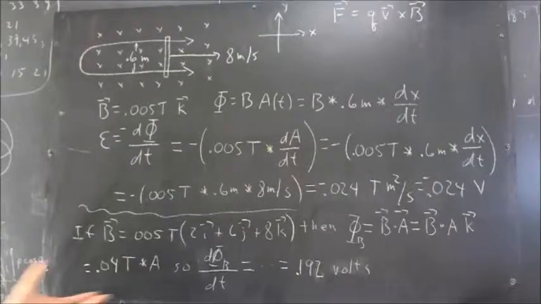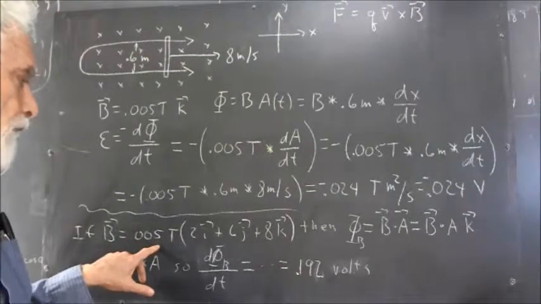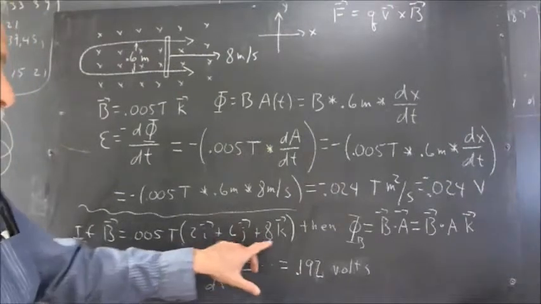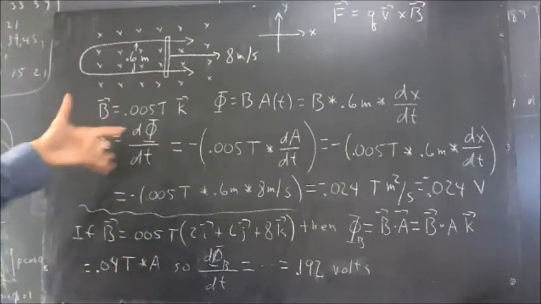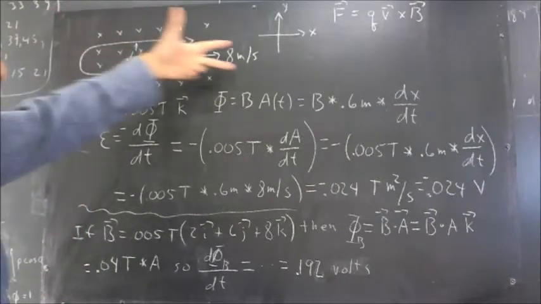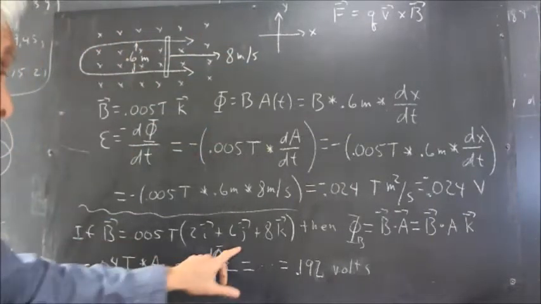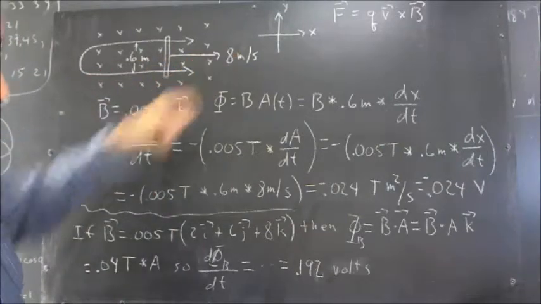The next problem asks, if your magnetic field is 0.005 Tesla times 2I plus 6J plus 8K, then how do the results of the preceding change? Okay, same situation but a different magnetic field. And this magnetic field is no longer perpendicular to your velocity vector.